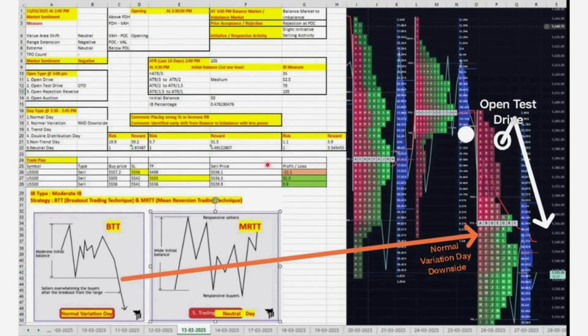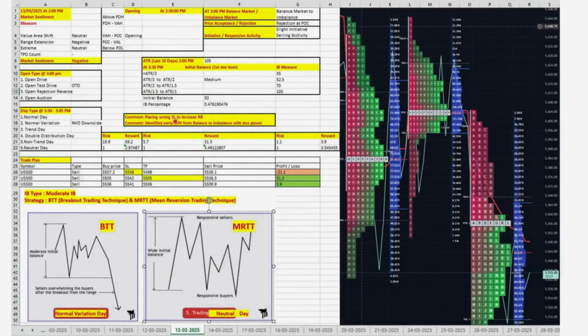Finally, after the trading session, I review my performance in the comment line, noting what went well and what could be improved. For instance, I might note that placing a stop loss too tight reduced the reward potential. On the positive side, I identified the shift from balance to imbalance early, even if the initiative selling wasn't very strong. This structured approach from pre-market to post-market allows me to refine my trading setup.